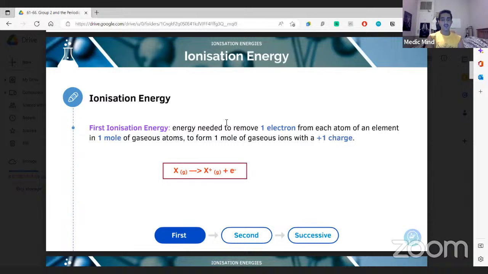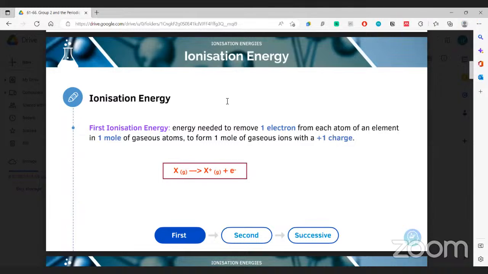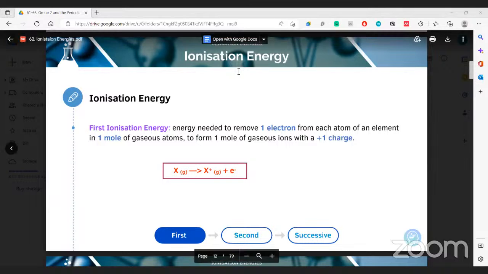First ionization energy is the energy required to remove one electron from each atom of an element in 1 mole of gaseous atoms to form 1 mole of gaseous ions with a +1 charge. This is really important to know. I'm going to pause for a second here to let you write this down.